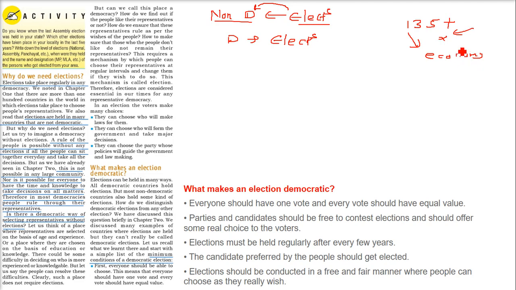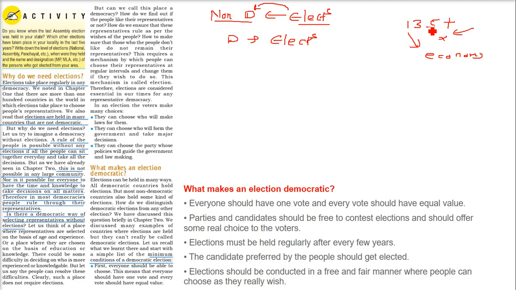So what is to be done? Among these 135 crore, why not choose or elect representatives? Those representatives will form the government or make decisions for these 135 crore people. That is why choosing representatives is the feature of democracy, which is done through elections.